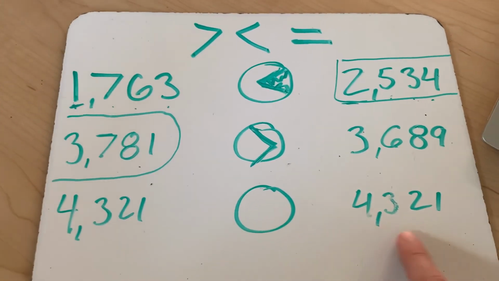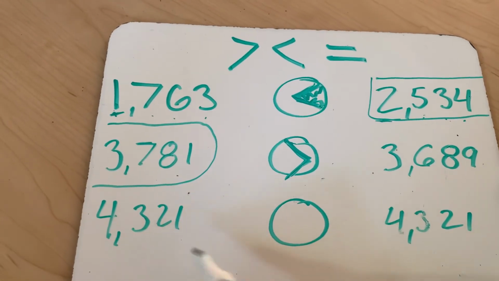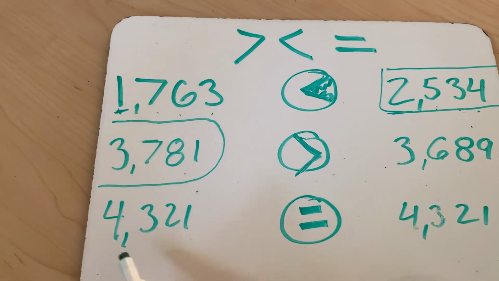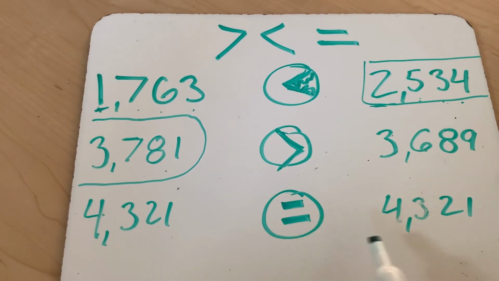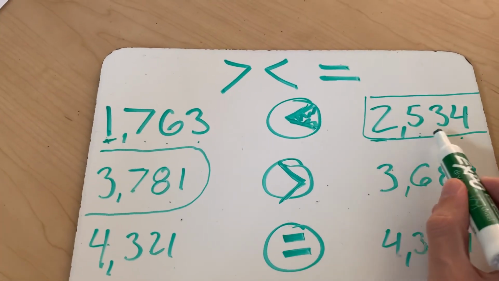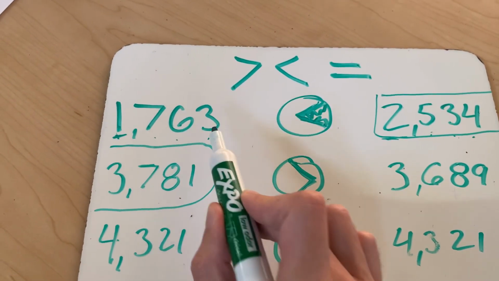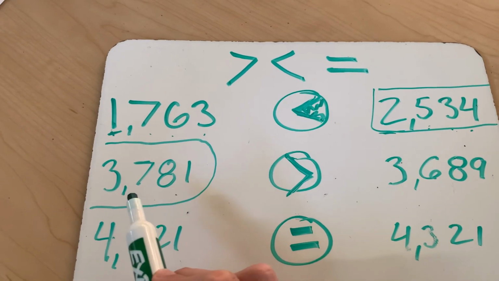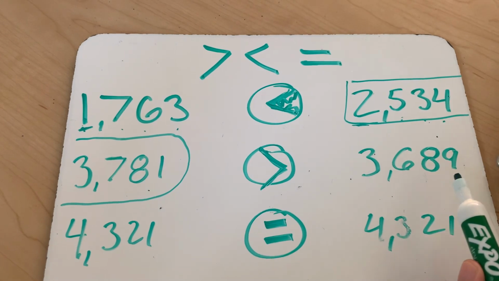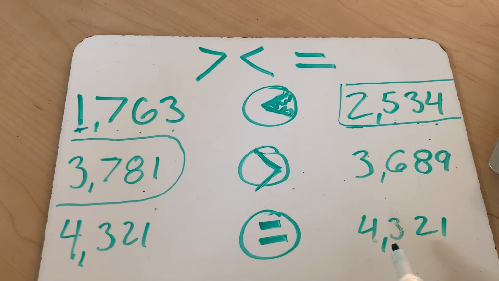So all of these are the same. So these numbers are the same. They're equal. So we're going to use the equal sign. So 4,321 equals 4,321. So here we have 2,534 is greater than 1,763. On this side we have 3,781 is greater than 3,689. And 4,321 equals 4,321.